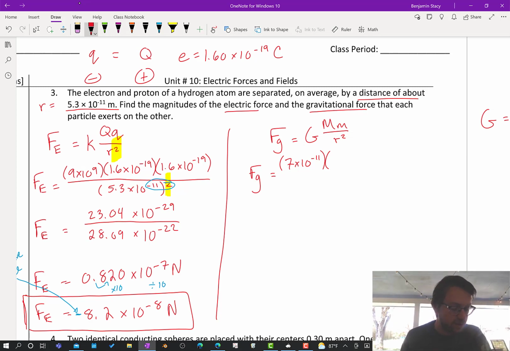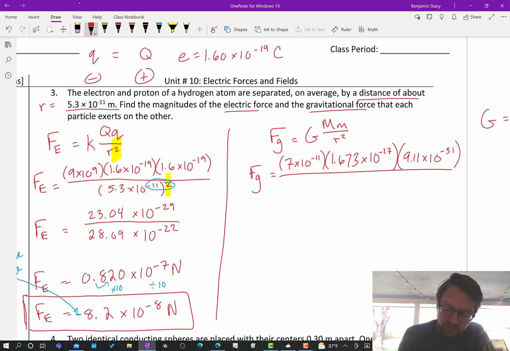MP is the mass of the proton. That's going to be our big M, 1.673. I make it the big M because it's the larger mass, times 10 to the minus 27. That's in kilograms. We want that in base units because we're getting a force. We want that in newtons, so we need everything in base units. The mass of the electron is 9.11 times 10 to the minus 31, I think. Yeah, minus 31, again in kilograms, all over r squared. It's the same r, so it's still 5.3 times 10 to the minus 11 meters.